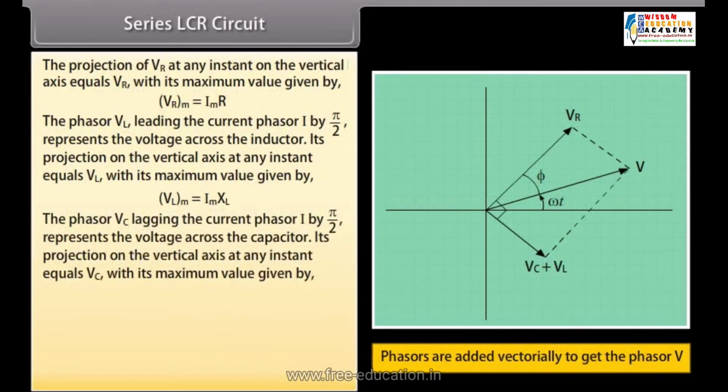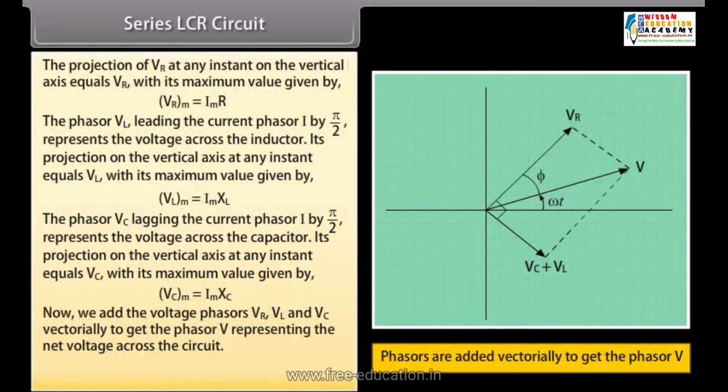The phasor VC lagging the current phasor I by pi by 2 represents the voltage across the capacitor. Its projection on the vertical axis at any instant equals VC with its maximum value given by product of Im and XC.